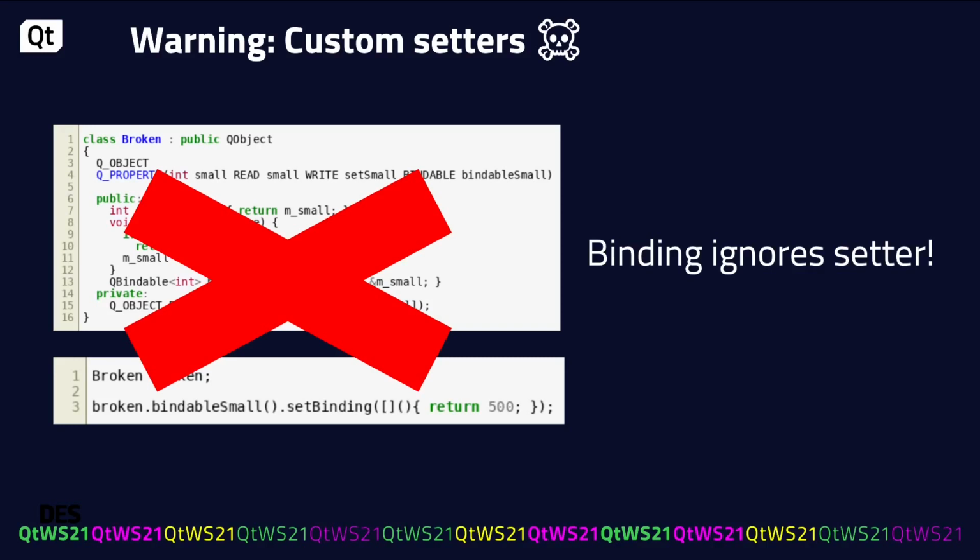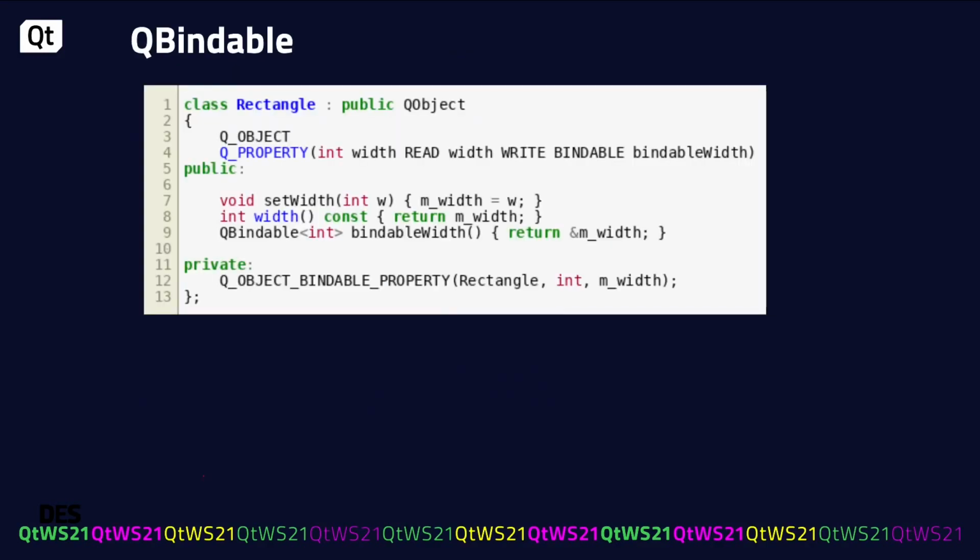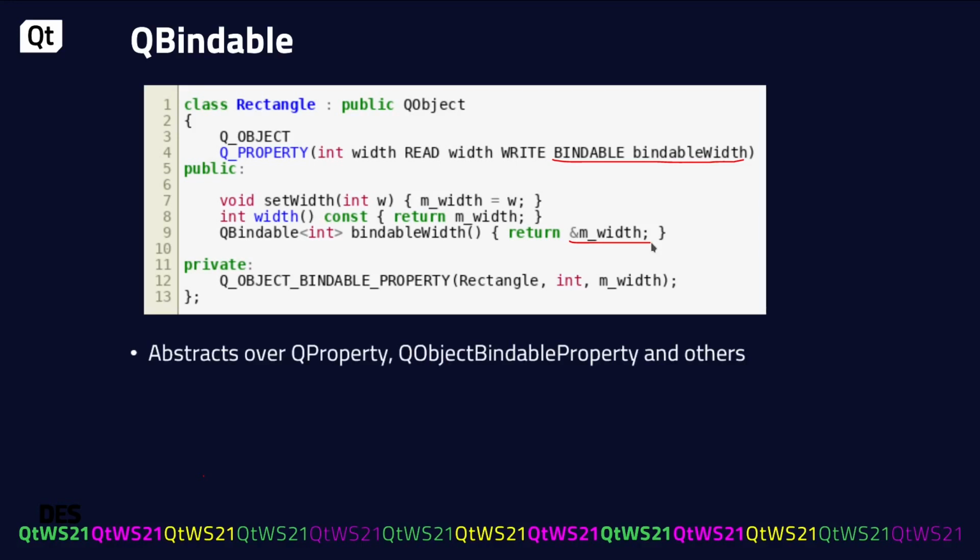Now with that warning out of the way, let's focus on the last class which we want to explore today, QBindable. QBindable is used to expose our properties to the meta object system via bindable, and it can be constructed from a pointer to either QProperty or to a QObjectBindableProperty or a few other classes. So it acts as an abstraction over the various property classes and allows us to change the internals of our object without breaking the API. You can use it to manipulate the underlying property, like setting bindings, removing bindings, setting the value, and even reading the value.